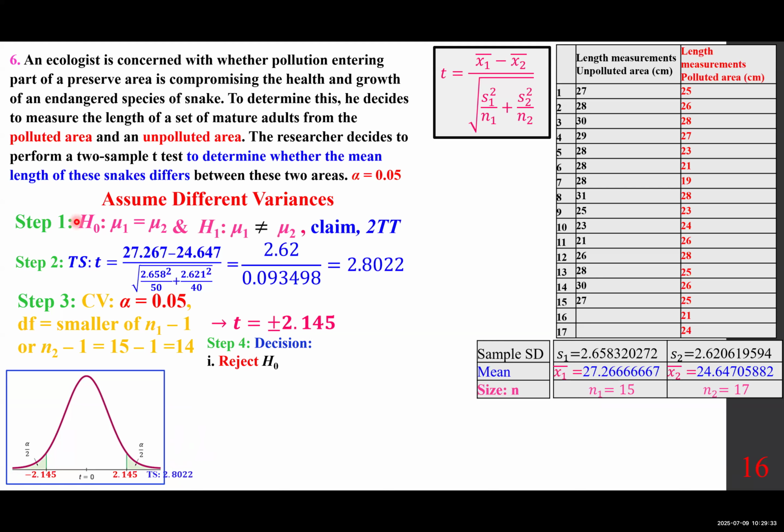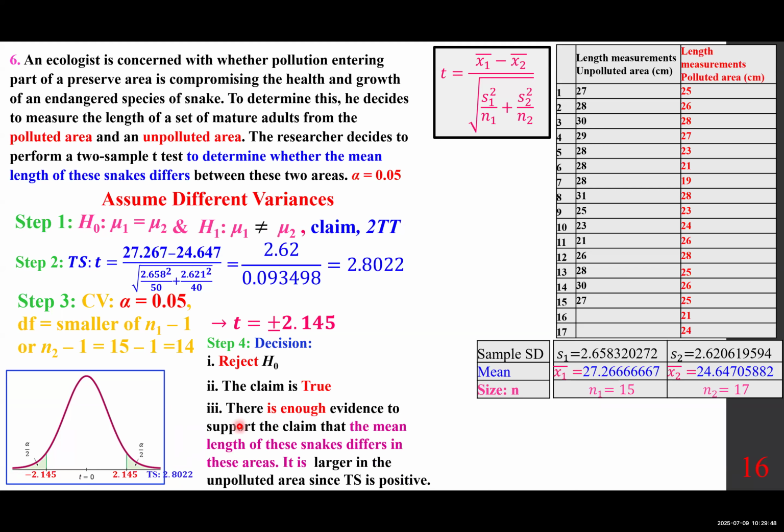So if you're rejecting H0, loosely put, you're accepting H1. You're accepting the claim is true. And now you do the writing. There is enough evidence to support the claim that the mean, and you just rewrite this, the mean length of these snakes differs in the areas. It is larger in the unpolluted area since test statistic is positive. By the way, this part is with the observation that this is positive. If this was negative, that meant it's smaller.